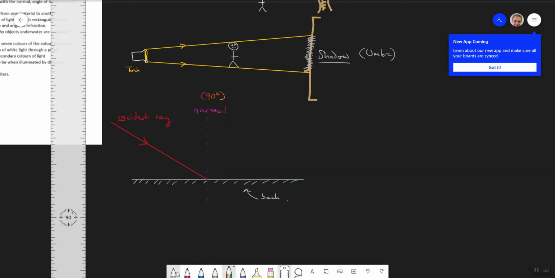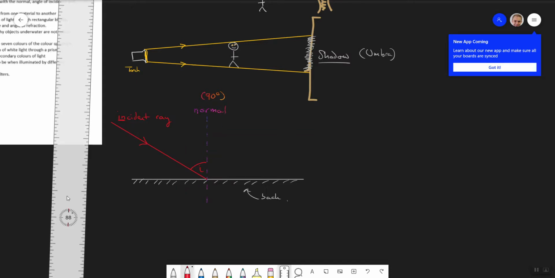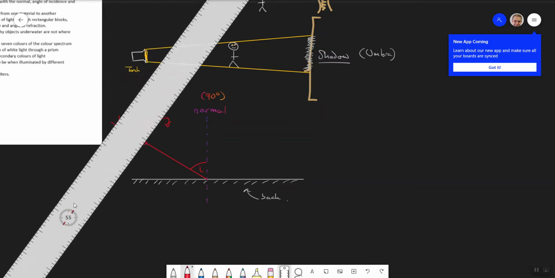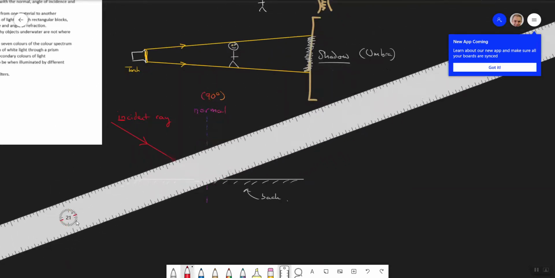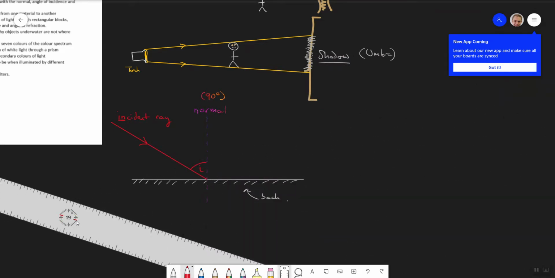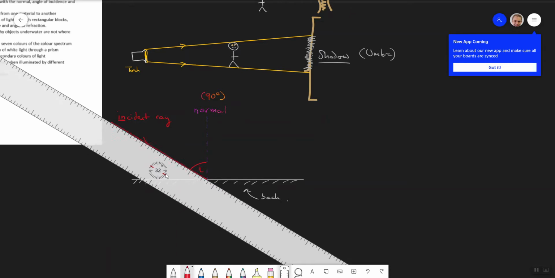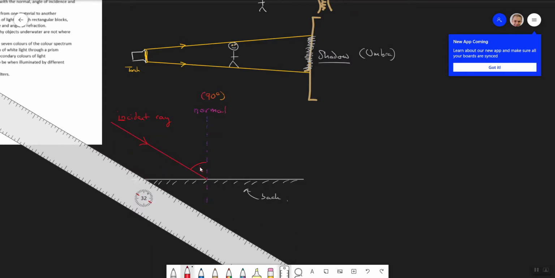We measure the angle of incidence, which is this one. We always measure to the normal, and it has a little letter i for it, so that's the angle of incidence. Incident ray, angle of incidence. Now, I don't have a protractor on this piece of paper, but I measured this as an angle going in of 32 degrees, I believe. So that's 32 degrees, which would mean this is 58 degrees because it's 90 minus that.